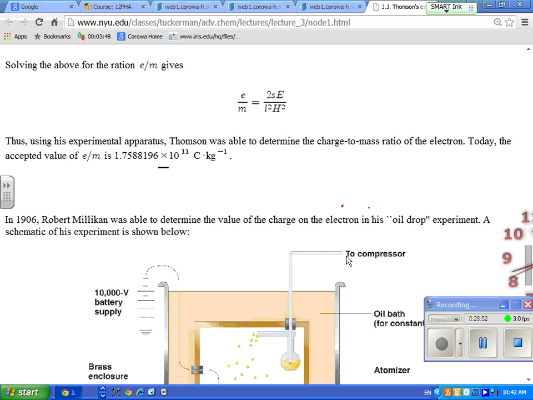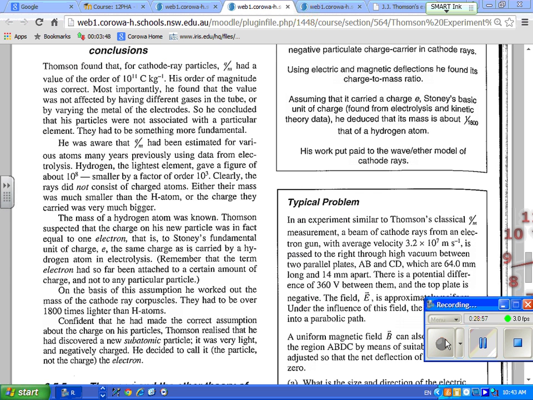Here, Thomson found that for cathode ray particles, the charge to mass ratio was in the order of 10^11 coulombs per kilogram. His order of magnitude was correct. Most importantly, he found that the value was not affected by having different gas in the tube or by varying the metal of the electrodes. So he concluded that his particles were not associated with a particular element. They had to be something that belonged to everything, essentially. So he thought they were everywhere.